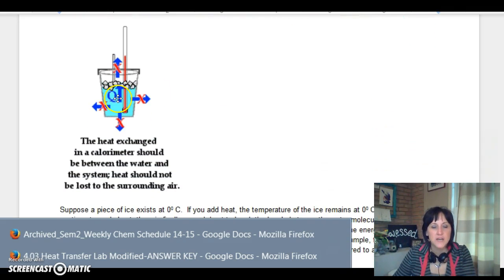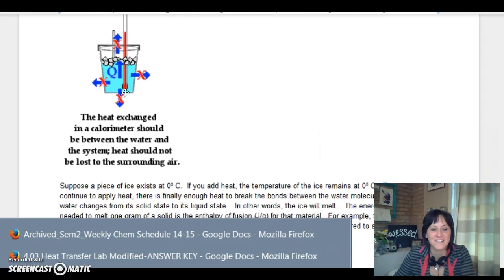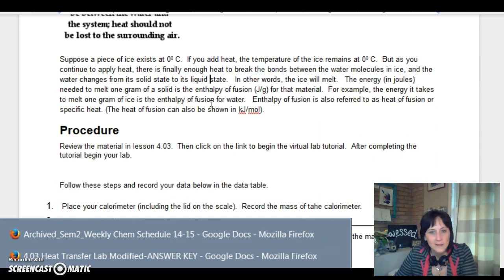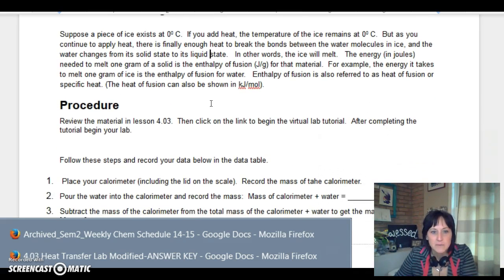This visual was on that website, so that heat exchange should be between the water and the system, right? It shouldn't be lost to the surrounding air. Ideally, that surrounding environment shouldn't be taking any heat or adding any heat. We don't want that extra energy involved. We just use what we've got right in there. So that's what those arrows are for: we don't want anything going in or out. And then down here you just had a little bit more explaining of what we talked about.